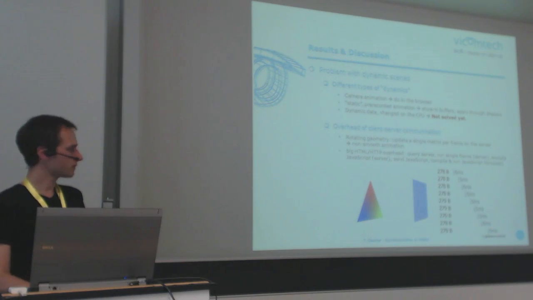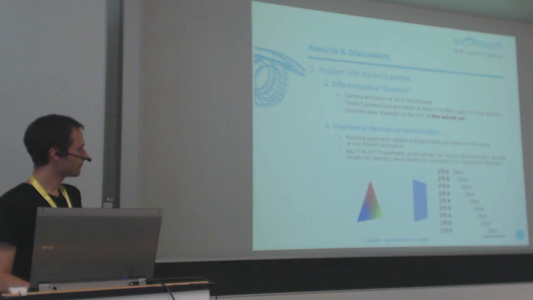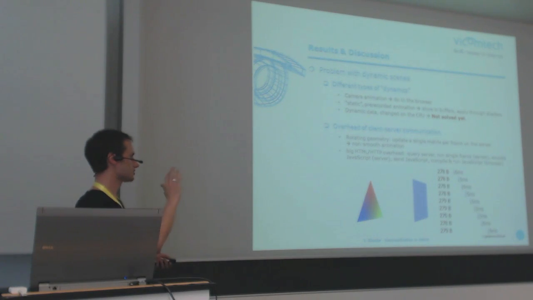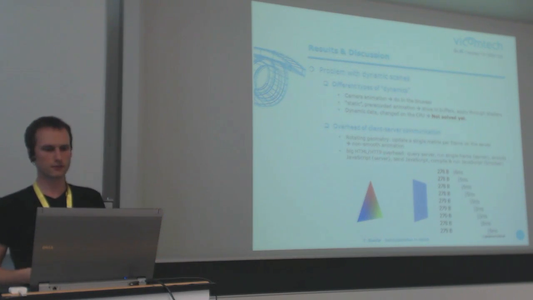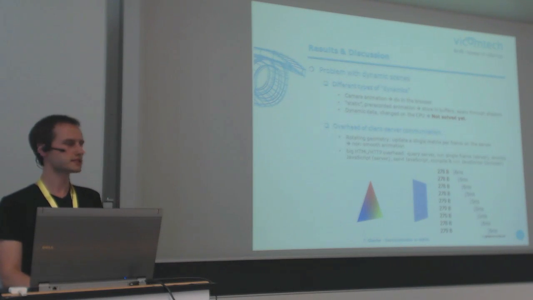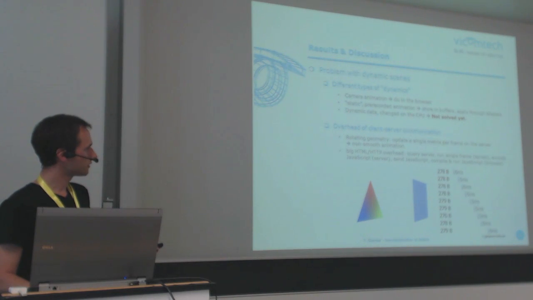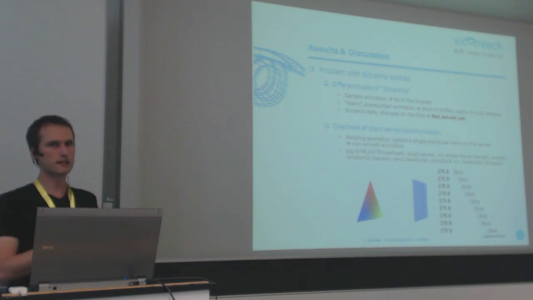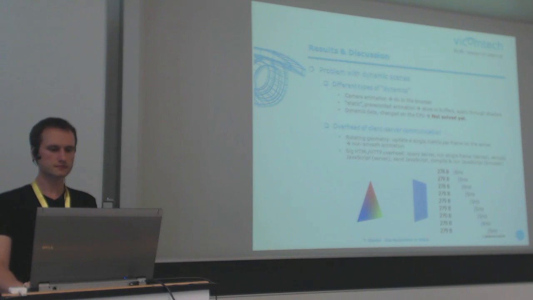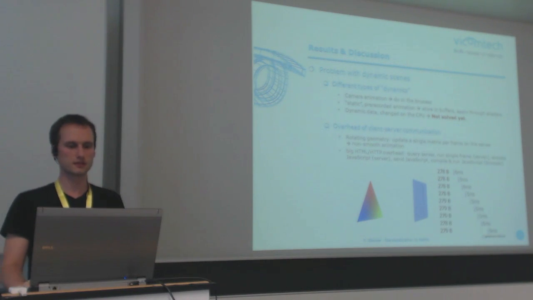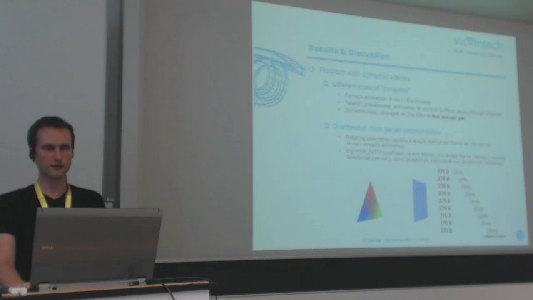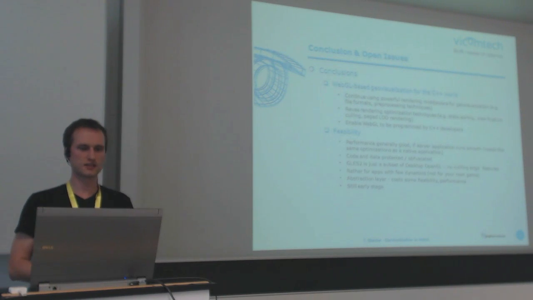Some tests: we just animated this triangle, just rotating. It's just sending a single matrix. We had quite some overhead of data and also of time to send this to the client. Maybe you have some ideas how to improve this. I already had some nice talks about it in the lunch break.